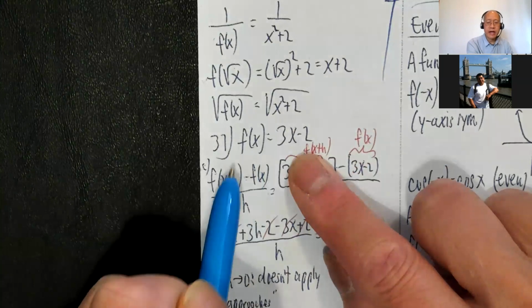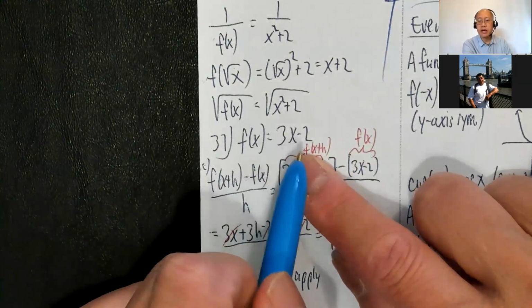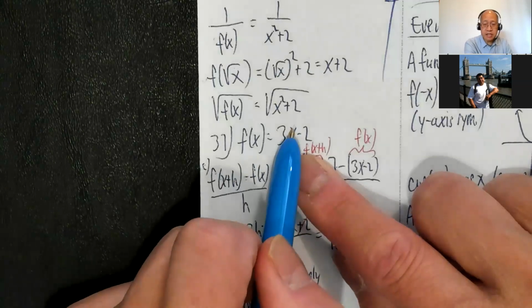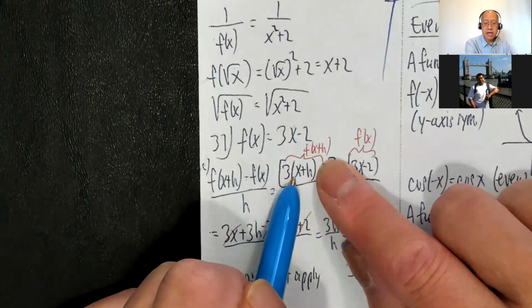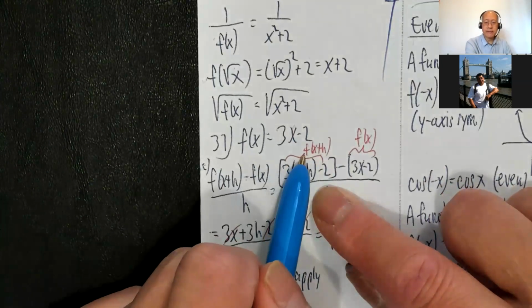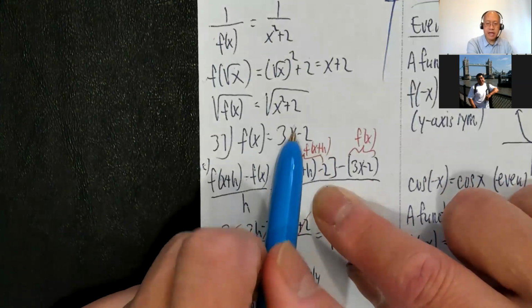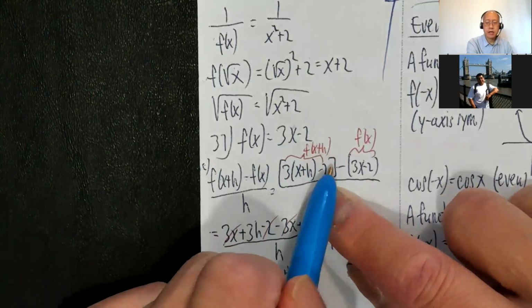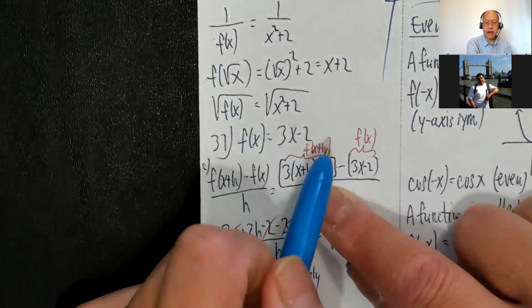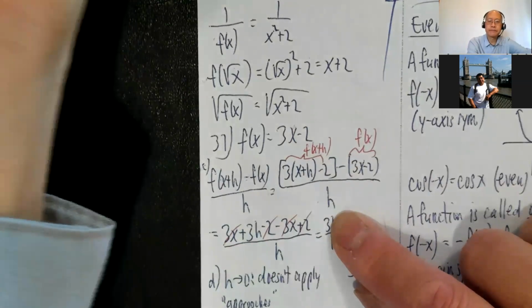The hard part is this one, f of x plus h. So we've done some exercises with this already. Right here, pretend you erase the x, put parentheses, x plus h, right? So this mess right here is f of x plus h. 3 parentheses, x plus h, replace x with x plus h, minus the 2. Minus the original f of x, so minus parentheses, 3x minus 2, and divide the whole thing by h.